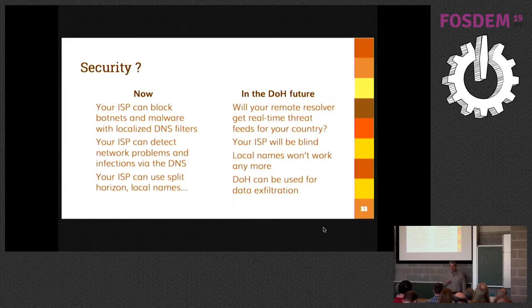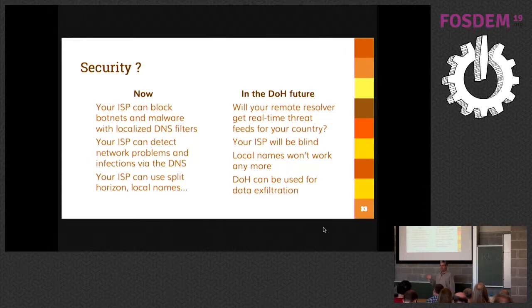Security, again, is an issue. Yes, of course, security from interception is better with DoH, but ISPs are responsible for the security of the network, including your connection, and they are using the DNS to monitor the networks, to see botnet infections and malware, and even to stop them by filtering out the DNS queries. And this is all going away, so your ISP is going to become blind to what is happening on the network. If you're a network administrator or a corporate network administrator, you will have the same problem.